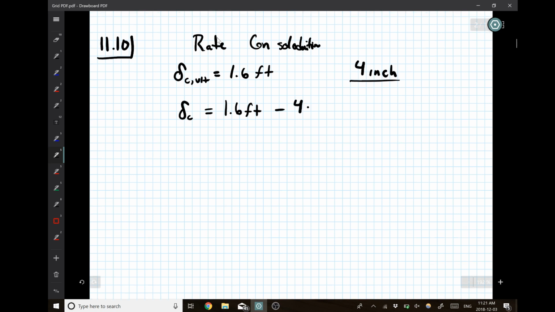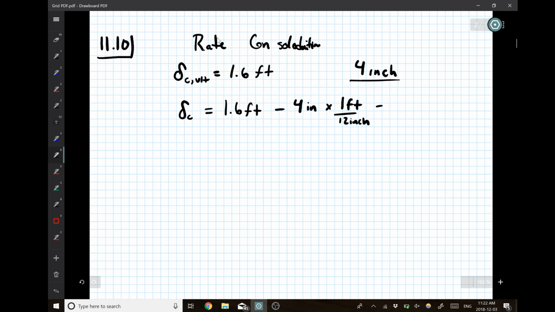So then we're looking to see how much consolidation needs to happen before we can put the building on, which would be 1.6 feet of consolidation minus the amount that it can withstand, which is 4 inches. Now I'm going to convert that to feet, times 1 foot over 12 inches, which gives us 1.27 feet.